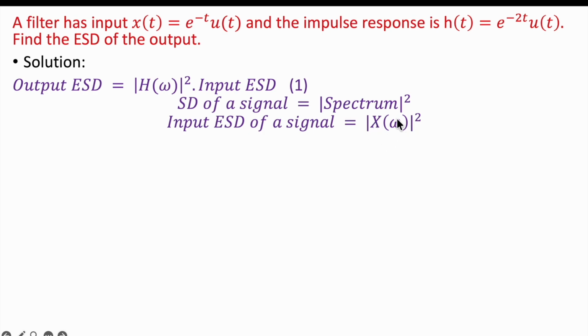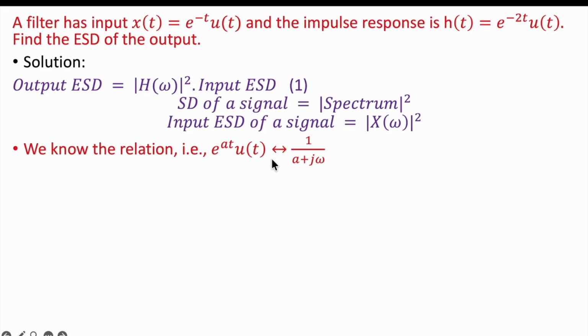Here we are given x of t, the signal in the time domain, and we can calculate the signal in the frequency domain. We know the relation that e raised to power minus a t u of t equals 1 over a plus j omega. Similarly, X of omega equals 1 over 1 plus j omega. To calculate its amplitude, the formula is the square root of a squared plus b squared, and here a is 1 and b is omega, so the square of 1 is 1 and the square of omega is omega squared. That is the amplitude of the frequency domain signal.